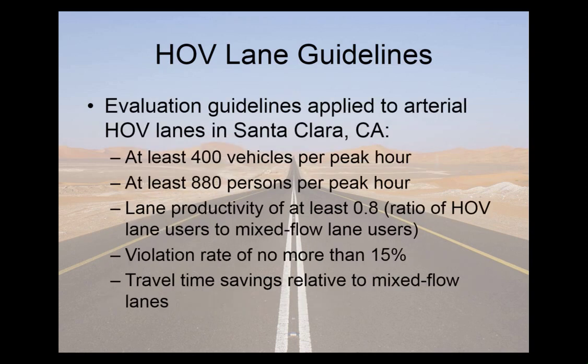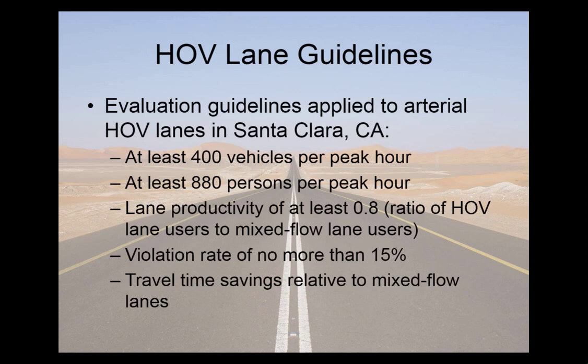One case study of making guidelines for arterial HOV lanes is in Santa Clara, California. When they set out to evaluate their arterial HOV lanes, they adapted existing guidelines used for freeways. And these are the guidelines they came up with. These guidelines would be specific to the Santa Clara County area.